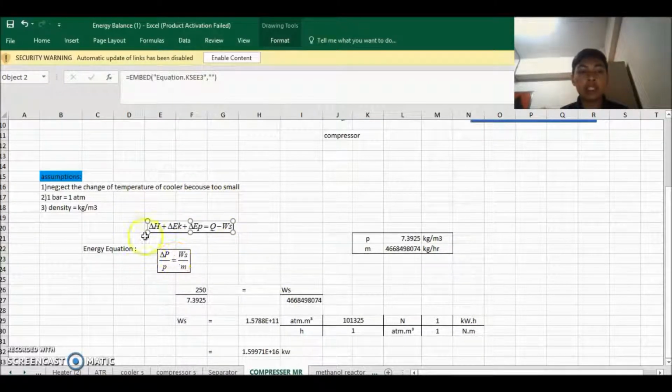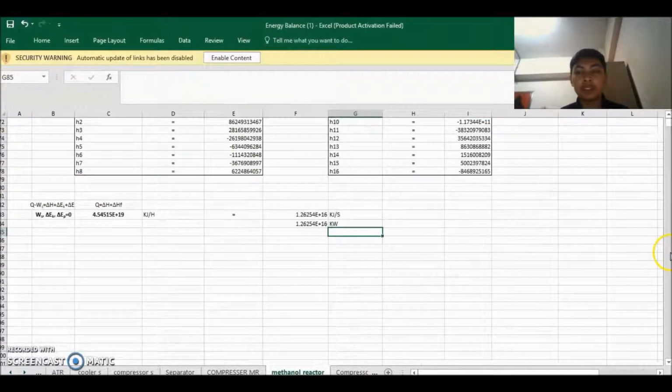This is the normal energy equation. Then I calculate the work shaft. I get the value for the work shaft. Okay, so this is for the methanol reactor.